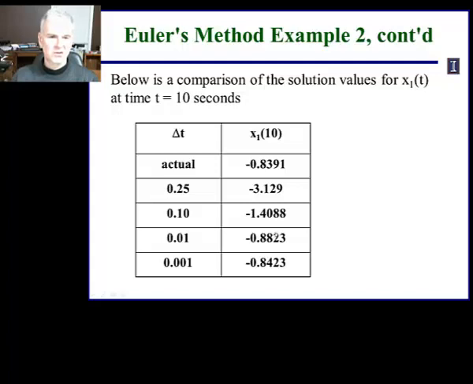0.01, closer still, 0.001, and we're not too far off here. So Euler's will give us relatively good results as long as we set delta t sufficiently small, where what is defined as small is problem specific.